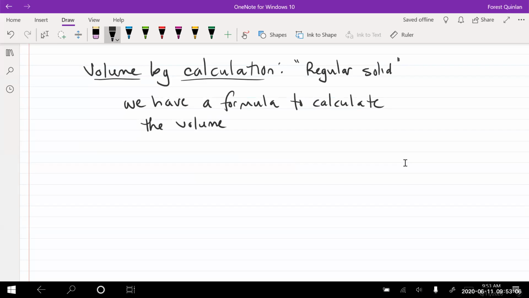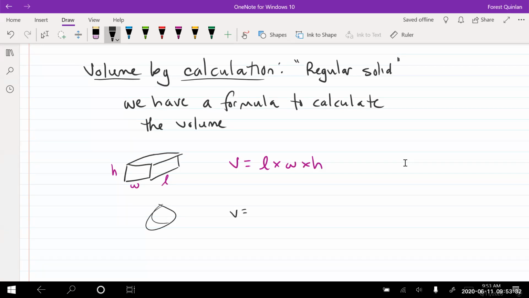So, if you have a rectangular solid, hopefully this is good old fashioned third grade. We have a length, a width, and a height. And we all know that volume is equal to length times width times height. If you had something like a sphere, then the volume would equal 4/3 pi r cubed, something of those likes.